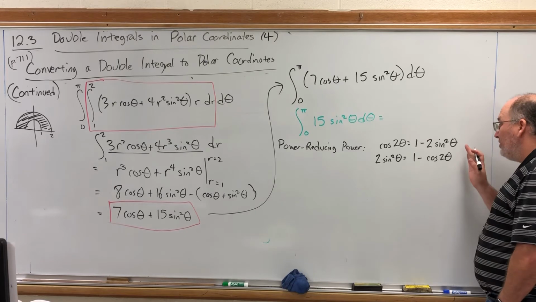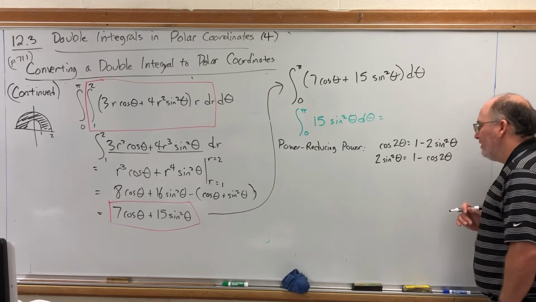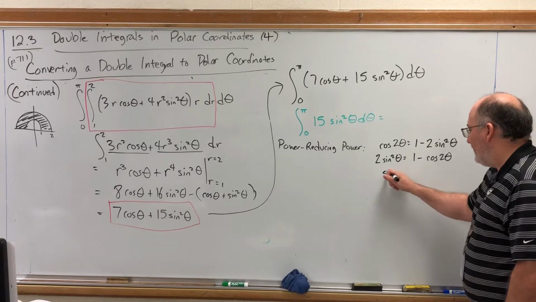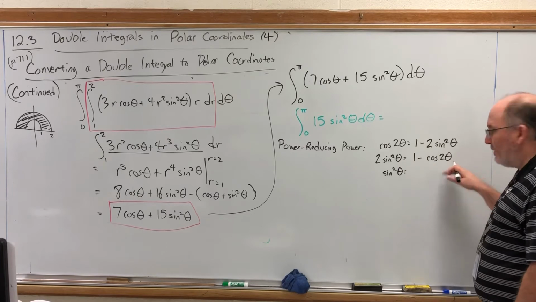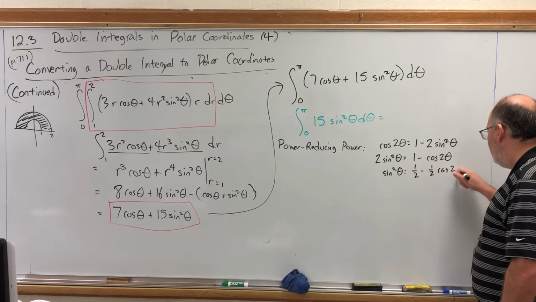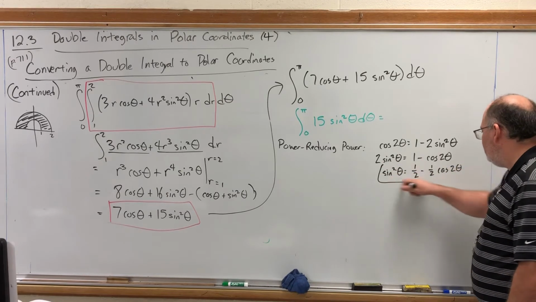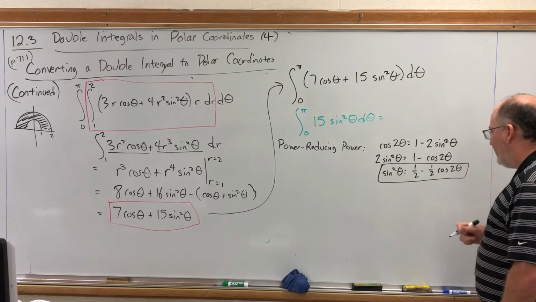Move the 2 sine squared theta to the left, it'll become positive. Move the cosine 2 theta to the right, it will become negative, and then I can just divide both sides by 2. I'm literally going to divide each of these by 2. So 1/2 minus 1/2 cosine 2 theta. And that is your power reducing formula for sine squared theta.